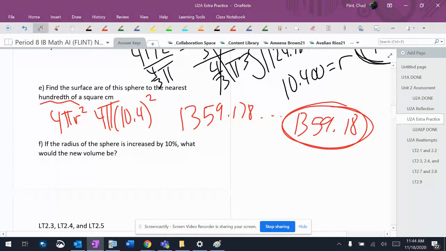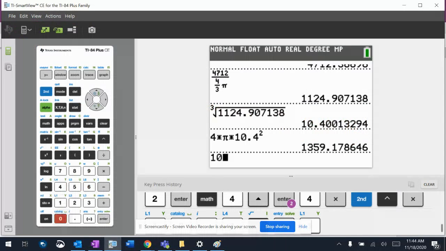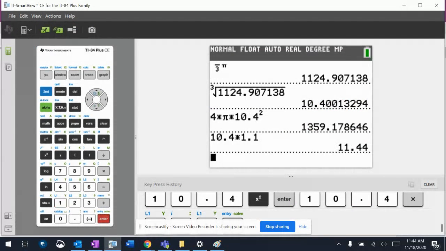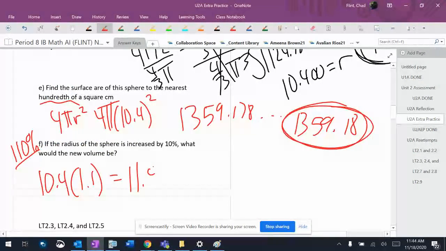And it says if the radius was increased by 10% with a new volume V. So the radius is 10.4. If I'm increasing it by 10%, it means I have 110% of what I had before, because if it stays the same, I have 100% of what I had before. So that is 1.1 as a decimal. So I'm going to multiply this by 1.1, and that will give me 110% of what I had before. There's other ways to do this, but that's the easiest way. So 11.44 is the new radius.